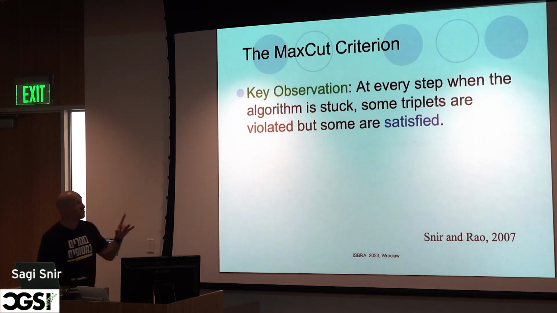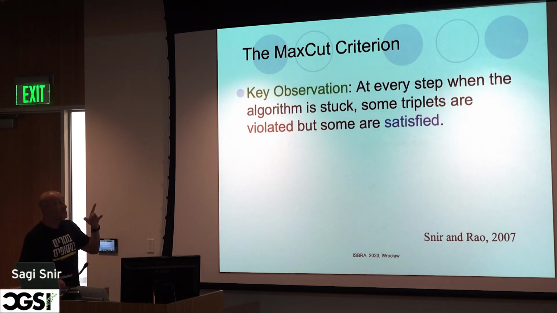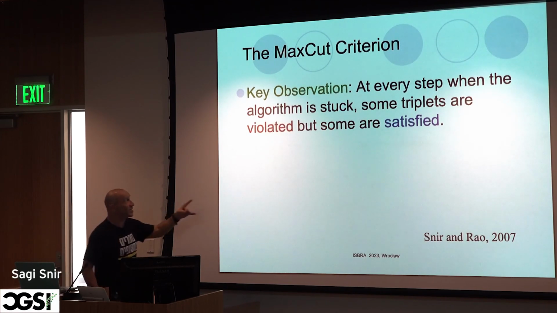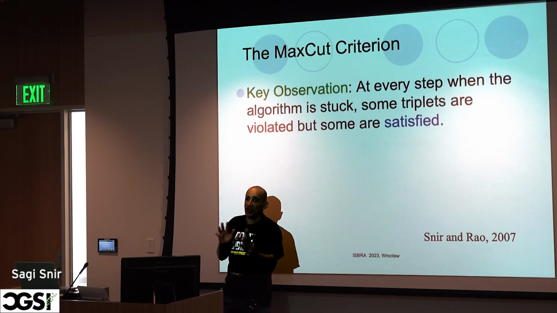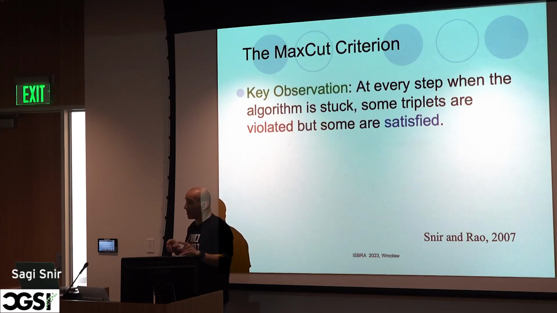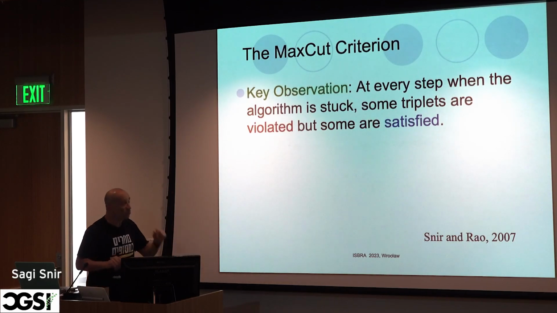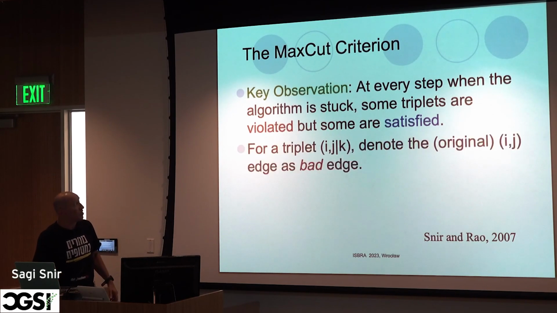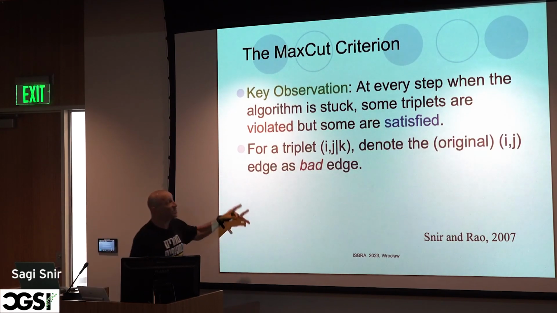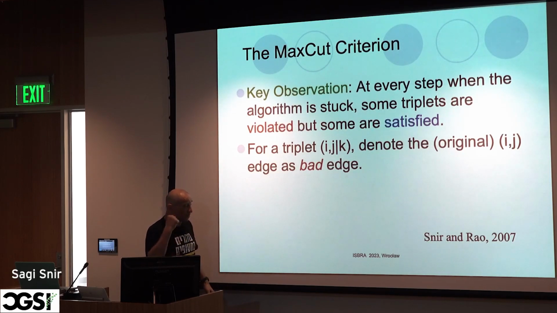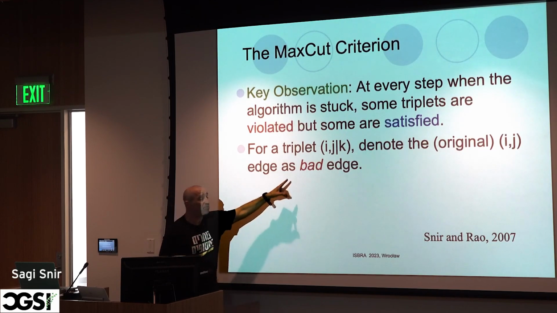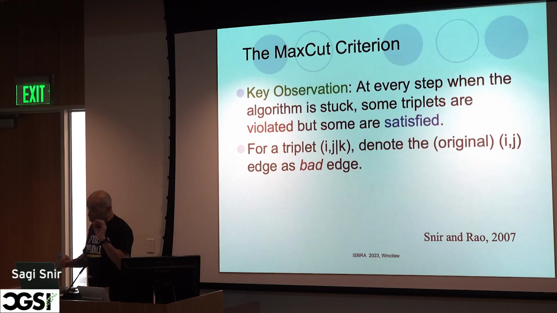So a key observation here is that at every step, when the algorithm is stuck, some triplets are violated. When you separate one from the rest, we violate a triplet. But on the other hand, we can satisfy some, and let's try to satisfy the most. So for a triplet ijk, denote the original edge, the edge used by the min cut approach, as a bad edge that we really don't want to cut.